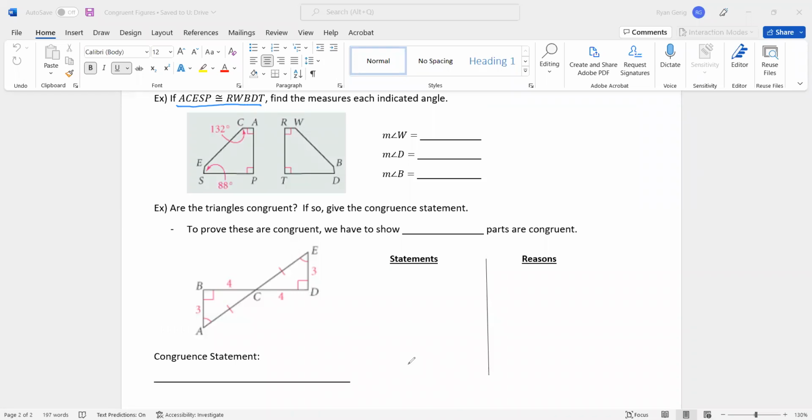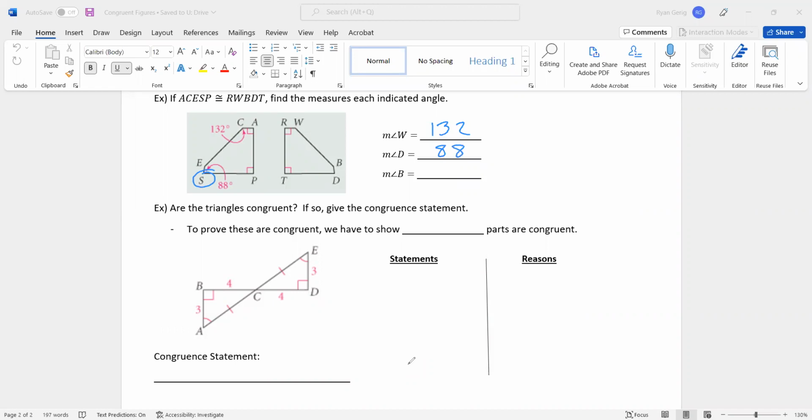So what matches up with W? Measure of angle W matches up with angle C, right? I'm honestly using the congruent statement more than the picture. But now I do have to look at the picture. What is angle C? It's 132. So angle W is also 132. Angle D, what does that match up with? Matches up with angle S. We'll look at angle S. It is 88 degrees. So angle D is 88 degrees.